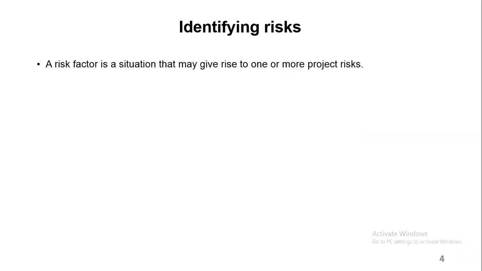Okay, so the question now is in terms of identifying risks: what are some of the techniques that you can use? Where do you start? If you have to identify risks, where do you start? There is something called a risk factor. A risk factor is basically a situation that might give rise to one or more project risks. It is like an indicator, something that indicates there's a possibility that you might have risks associated with this project.